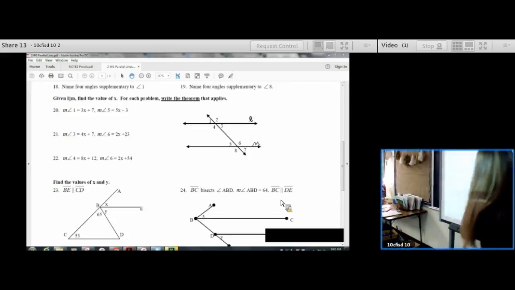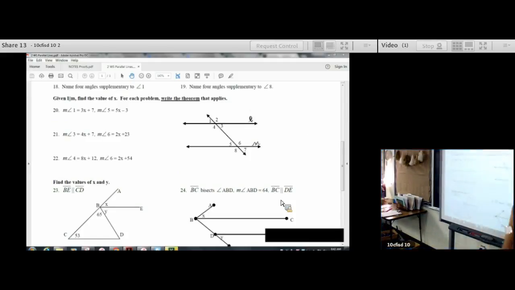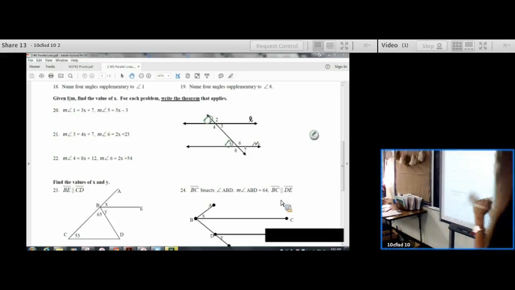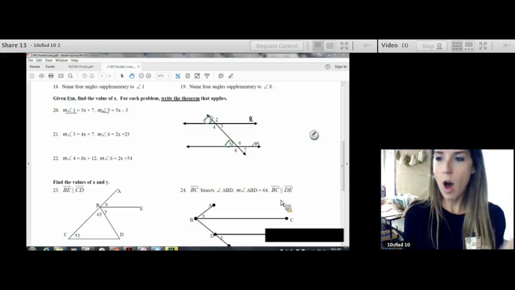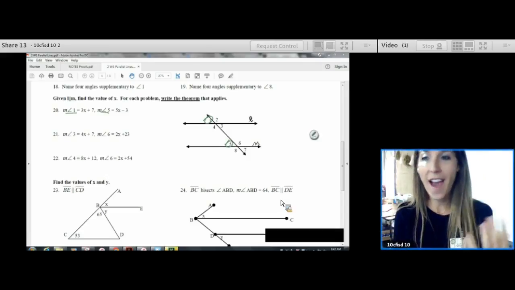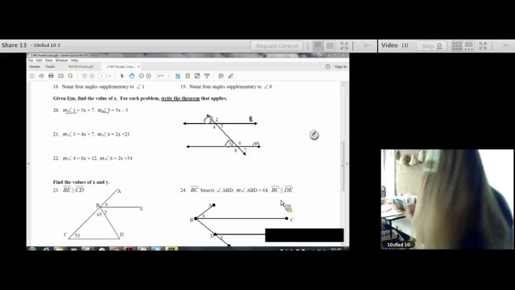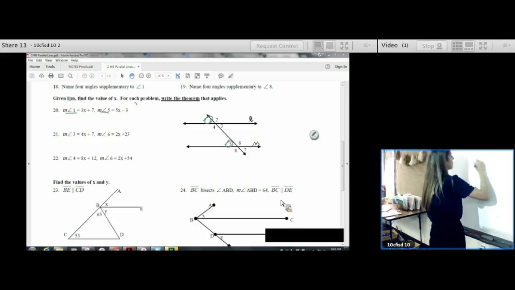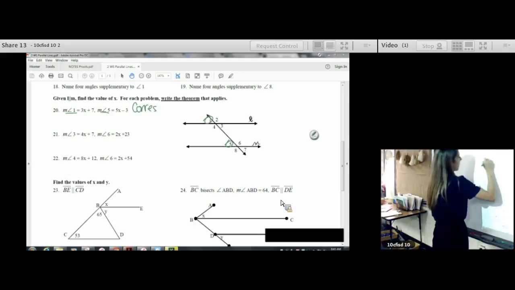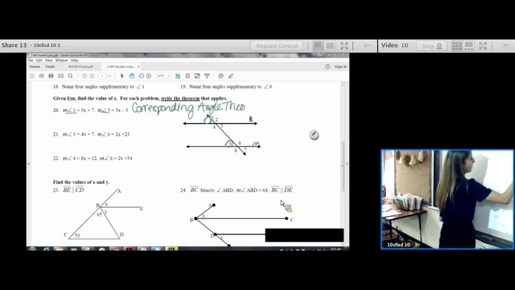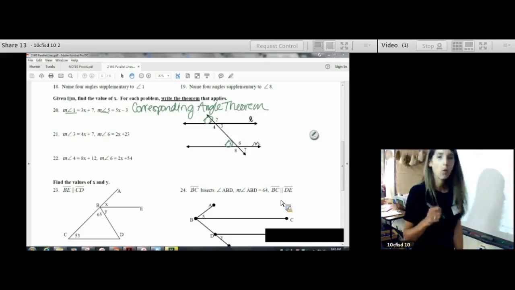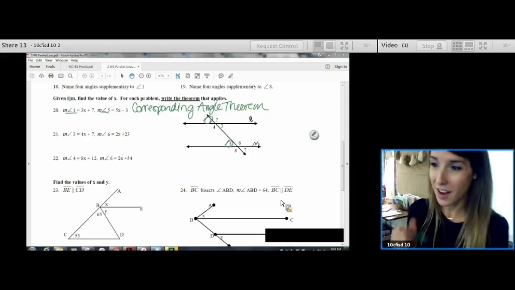Number 20. On 20 through 22, you want to look at the angles that you're given, 1 and 5, and you really just want to decide what column they go in. What column do 1 and 5 go in? 1 and 5 are corresponding angles. By the corresponding angle theorem, I'm going to write it out because it's that important. By the corresponding angle theorem, we know 1 and 5 are congruent because they don't start with an S.